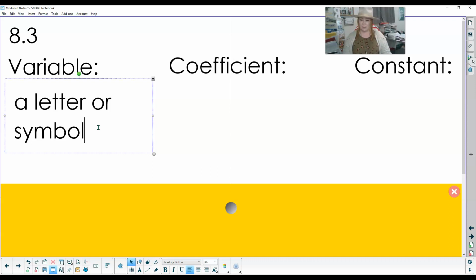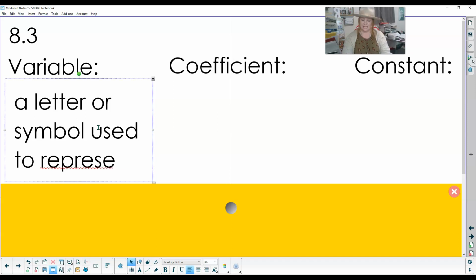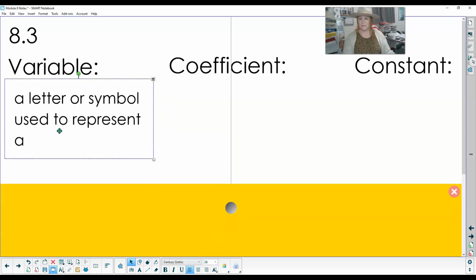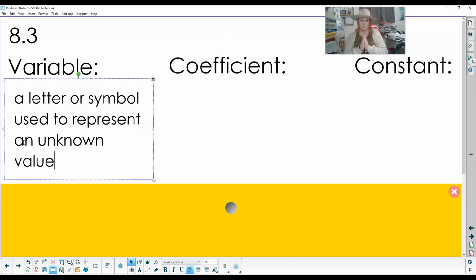So a variable is a letter or symbol used to represent, let me make this a little bit smaller so we can read it all. So it's a letter or symbol used to represent an unknown value. So we do not know what it means yet. We could figure it out. We could be told, but this situation is representing a lot of different things.